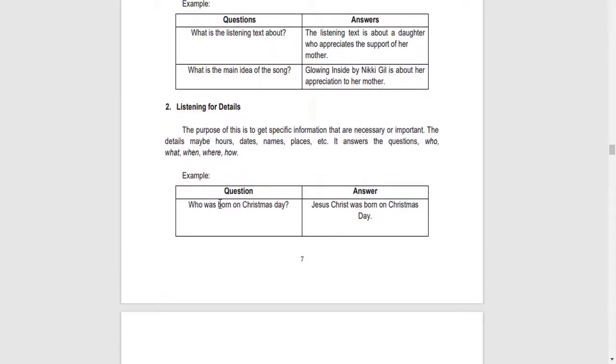For example, you listen to a particular Christmas song. The possible question for that, for you to get the detail, is who was born on Christmas Day. Okay, so you need to get the details, mga detalye. So for you to get the details, you will be answering the question who, what, when, where, and how.